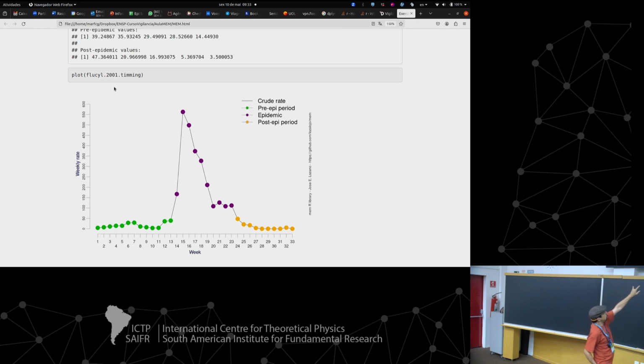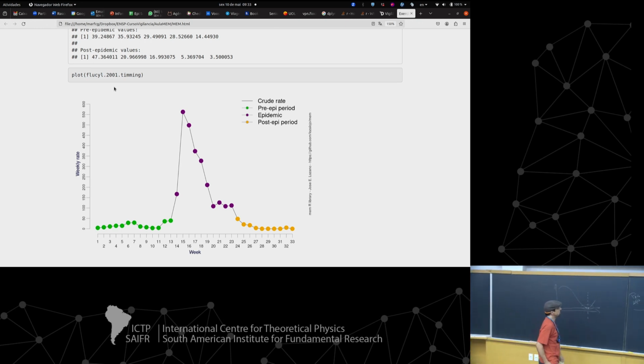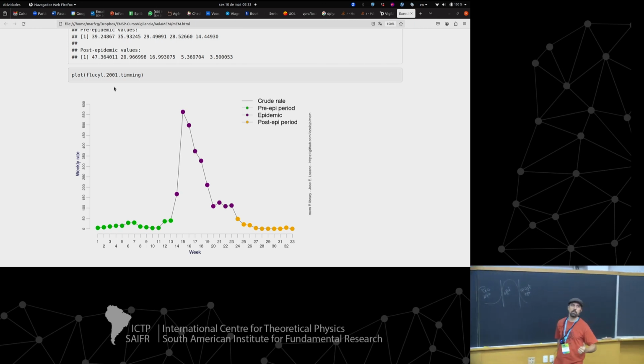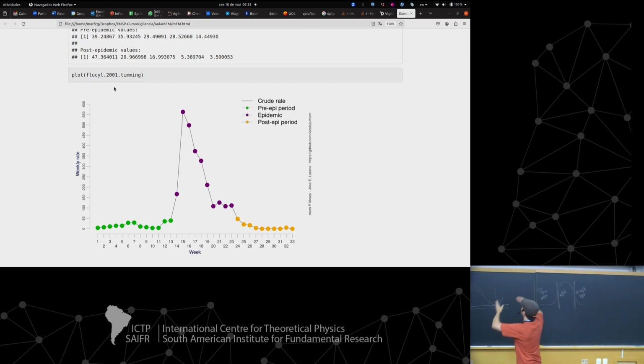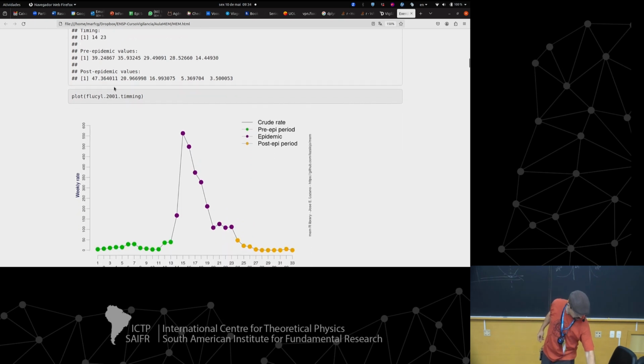And the observations are color-coded, associated with what has been defined as pre-epidemic, epidemic, and post-epidemic phase. Okay, so the separation will be here. So remember, what we had was that the time in there starts at row 14, ends at row 23.